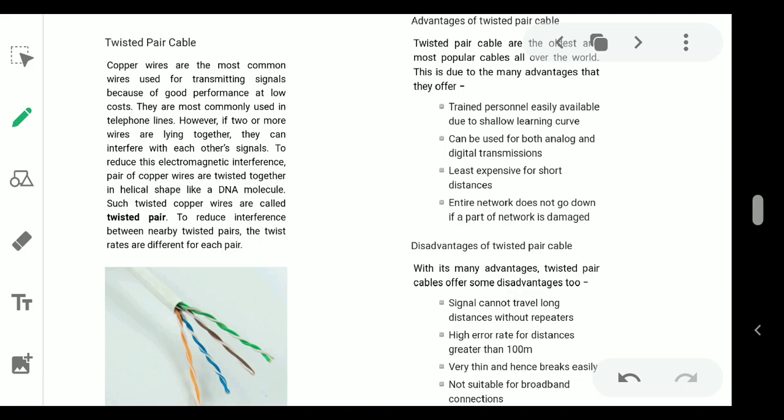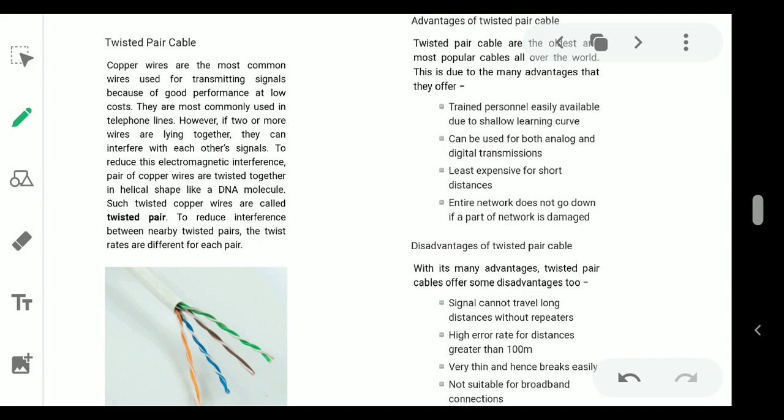Now we are talking about the disadvantages of the twisted pair cable. So with its many advantages, twisted cable offers some disadvantages too. So what are those? The signal cannot travel a long distance without a repeater. So it needs a repeater if you want to transmit the data over a longer distance. Okay, now, higher error rates for distances greater than 100 meters. If you are transmitting your data over more than 100 meters, there is a high chance of data errors.